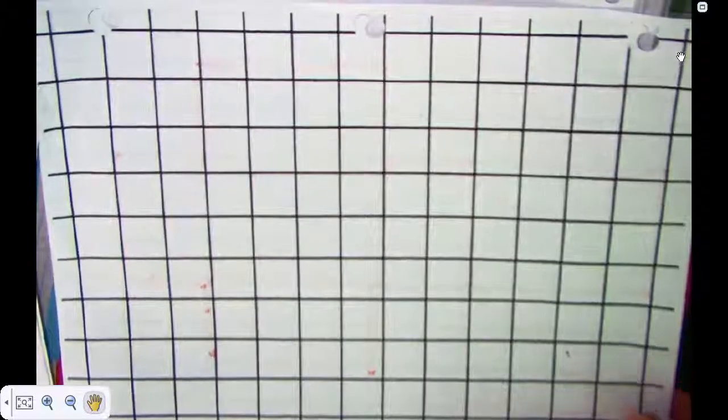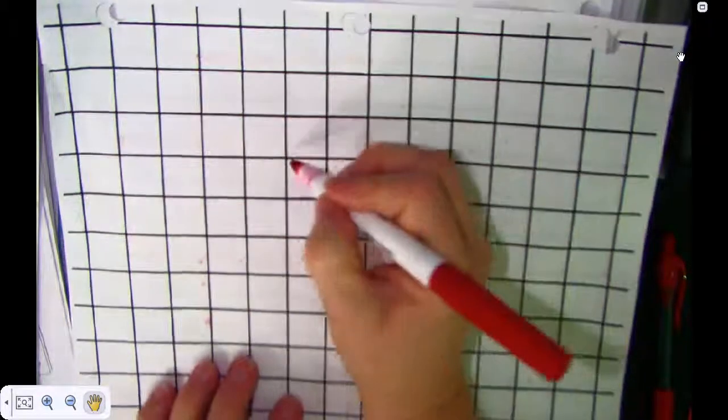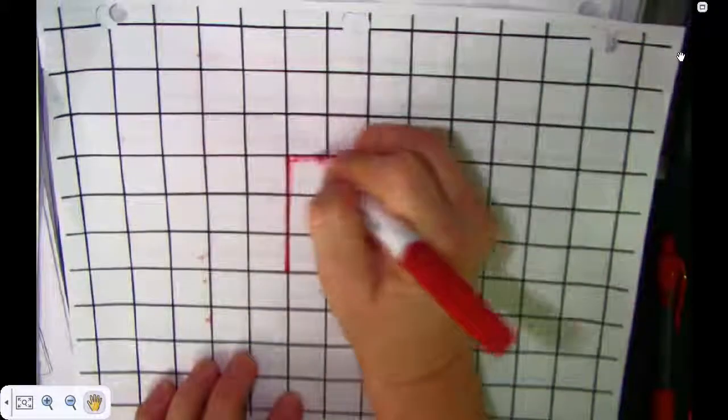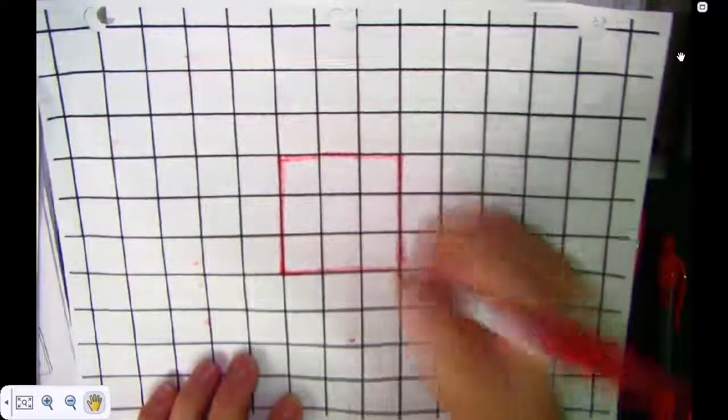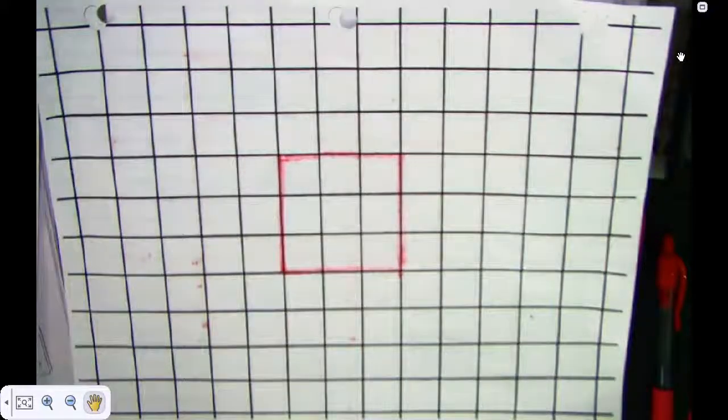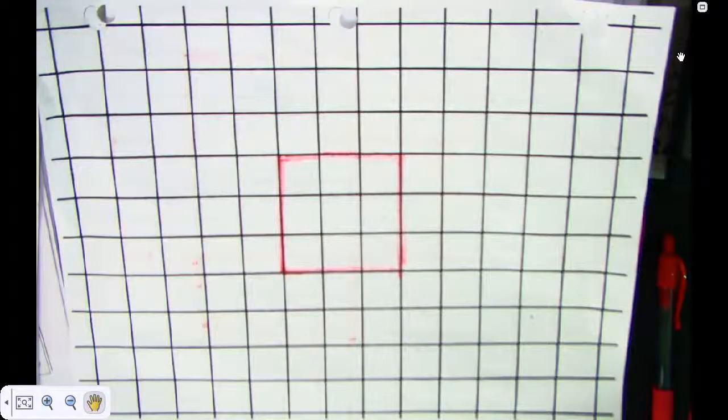Okay, now look at your grid paper. Turn it sideways where the holes are at the top. On the back. Holes at the top. Take your highlighter or matte pencil, whatever you have, and in the center, I want you to draw me a 3 by 3 square right in the center.